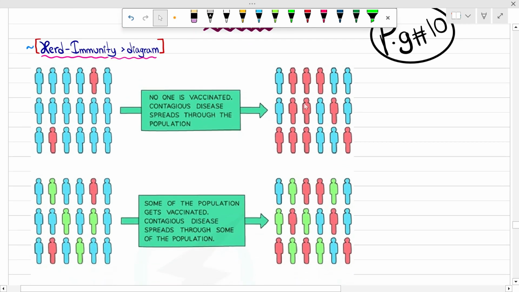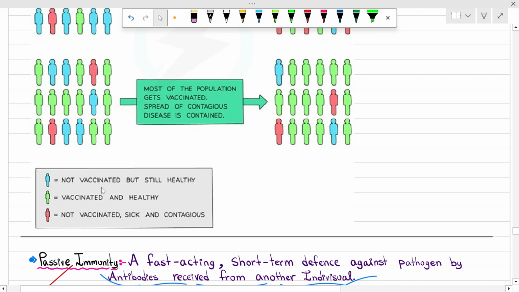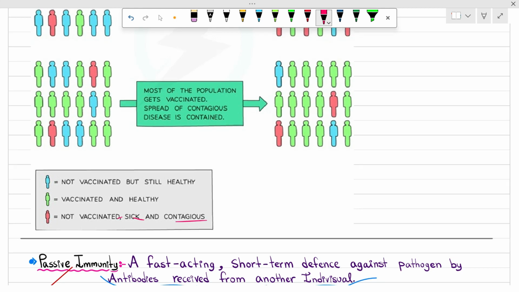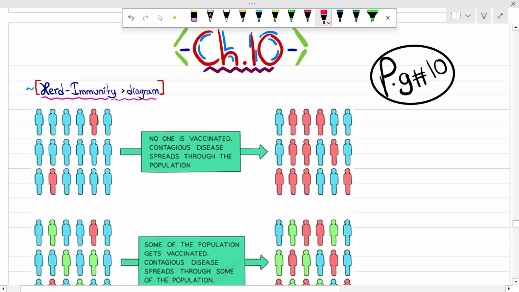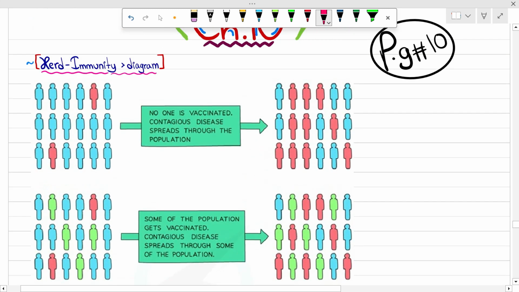This is a herd immunity diagram. Let's look at the key first. Blue is not vaccinated, but still healthy. Green is vaccinated and healthy. And red is not vaccinated, sick and contagious. Going back up, in the first part, we have a lot of not vaccinated but still healthy people, and then we have sick people.